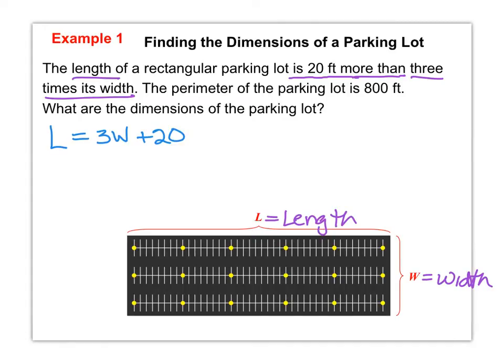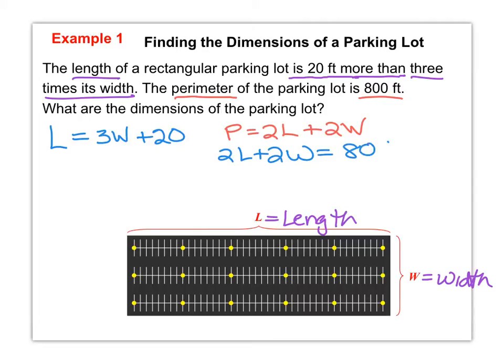The perimeter of the parking lot, looking at the second sentence, we say the perimeter is 800 feet. Well, if we know that the formula for the perimeter of a rectangle is 2 times the length plus 2 times the width, and we know that this perimeter is 800 feet, then we can say the equation 2L plus 2W is equal to 800.